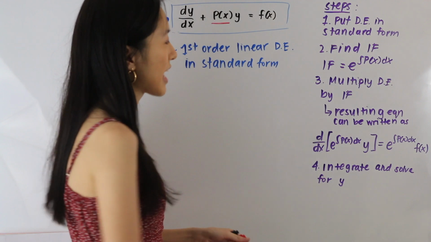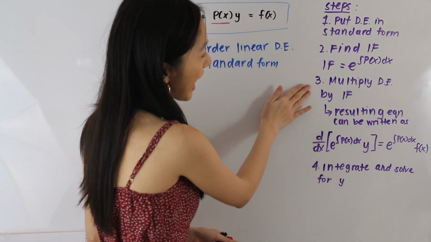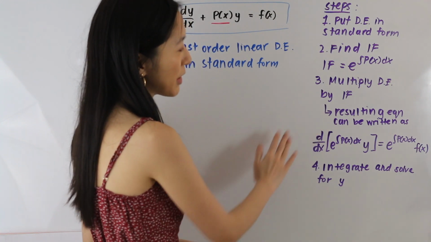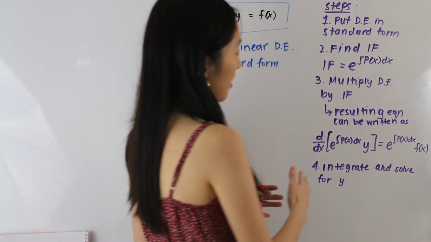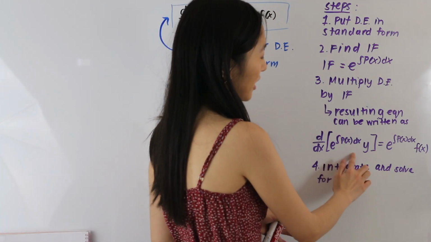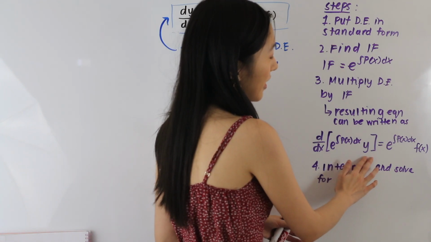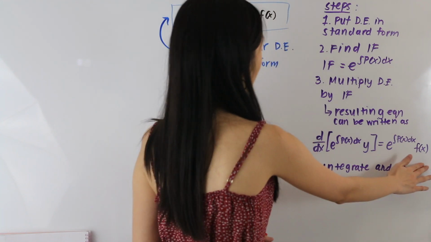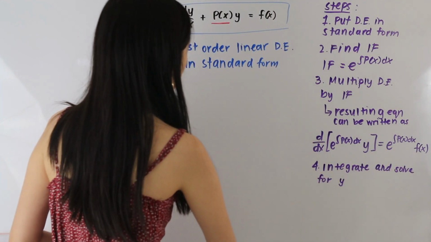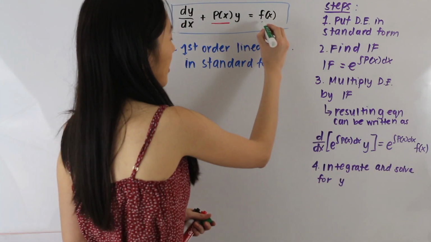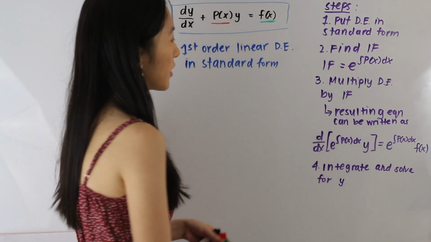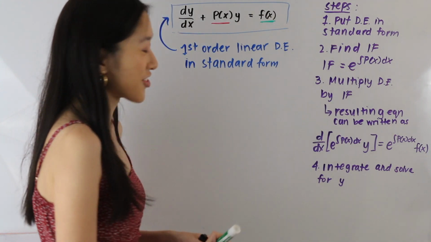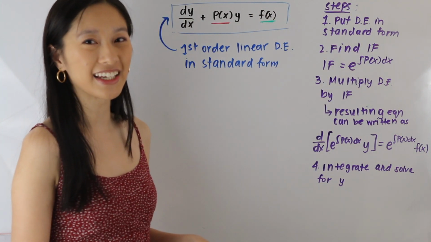And the next step is that we're going to want to multiply the entire differential equation by the integrating factor, because the resulting equation can be written as the derivative with respect to x of the integrating factor times y, and that is equal to the integrating factor times f of x. So f of x is just this function here to the right hand side of our equation when our equation is in standard form. And the last step is to integrate and solve for y. So let's go ahead and take a look at an example.